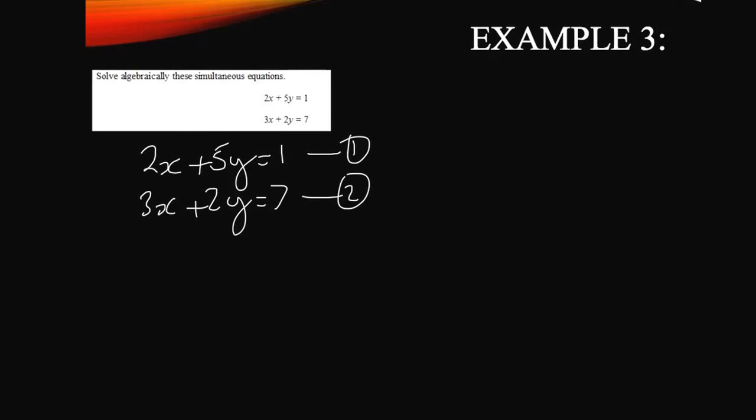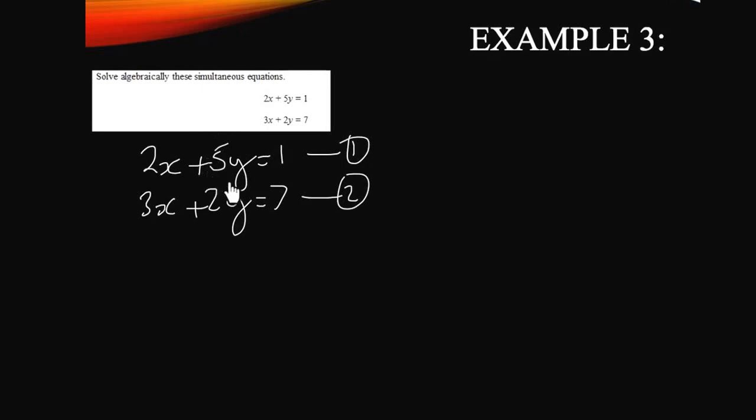I might be multiplying equation 2 to equal equation 1 or vice versa. And I can't see any whole numbers that I can multiply this by to get to this, or this to get to this. So what I'm going to have to do is multiply both of them by something. Let's see what we can do. And again, this is entirely up to you.